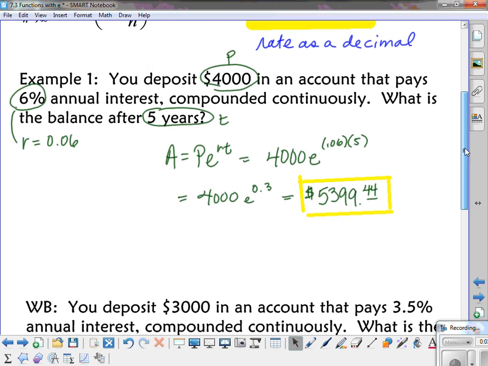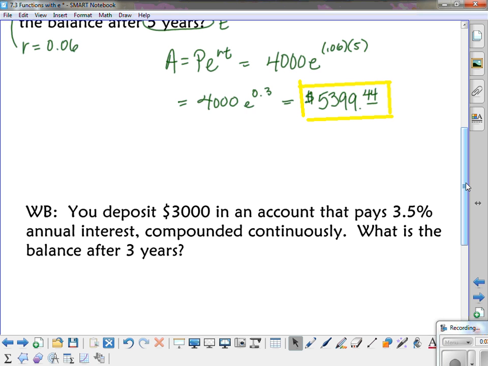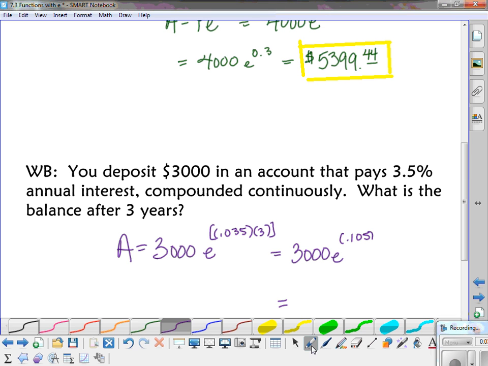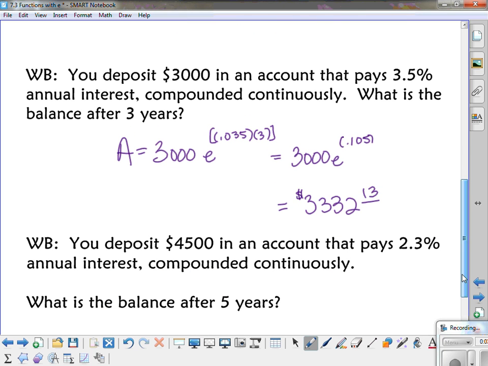Okay, so here's one for you guys to do all by yourselves. And just do it on your whiteboards. Okay, so we ended up getting $3,332.13. All right, so you got a chance to redeem yourself. Here's another one.